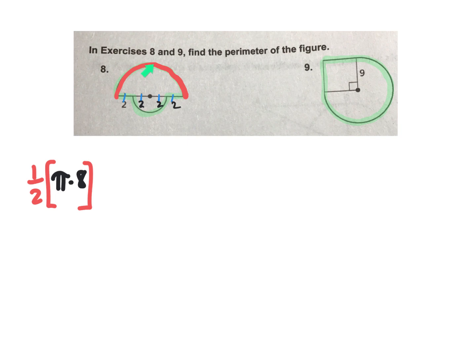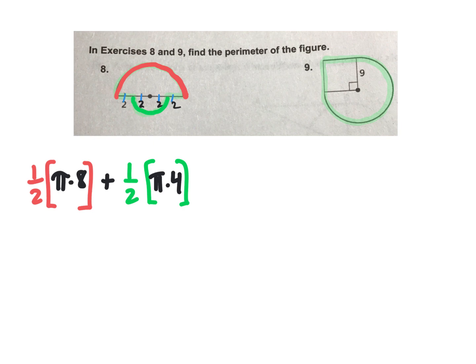So the red part of that green perimeter is half of a circle, half of a circumference. And the circumference of a circle is pi times diameter. And this red semicircle has a diameter of 2, 4, 6, 8. All right, now let's add the green part. It's also a half circle, and its diameter is 2 plus 2, or 4. So half of a circumference is half of a pi times diameter.